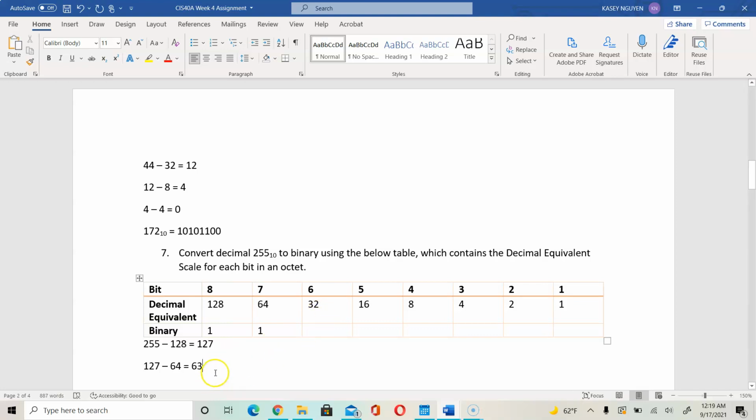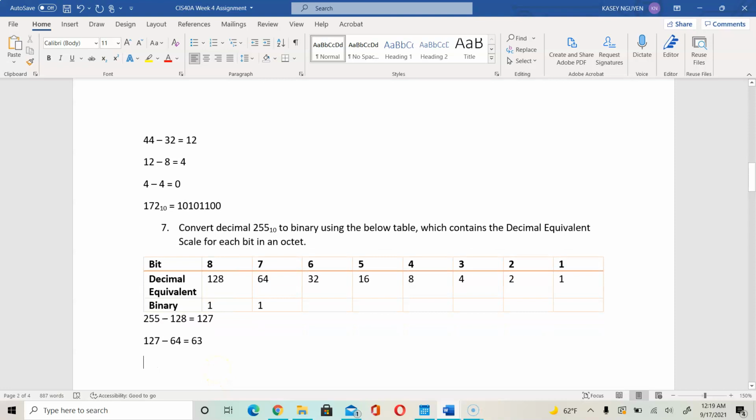And then we would subtract the next number. So 63 minus 32 is going to give us 31. And then we would continue. 31 minus the next number, which is 16. So as we subtract 16, we put a 1 in that bit position. And that will give us 15 left.